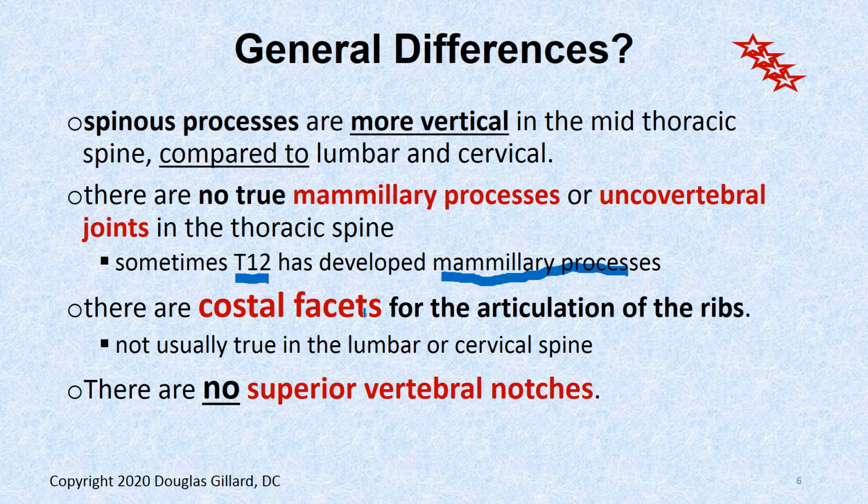There are costal facets, as we said, for articulation with the ribs. Not true of anywhere else. Sometimes C7 has one, but usually not. Sometimes L1 has maybe a demifacet, but usually not. And again, there's no superior vertebral notches.